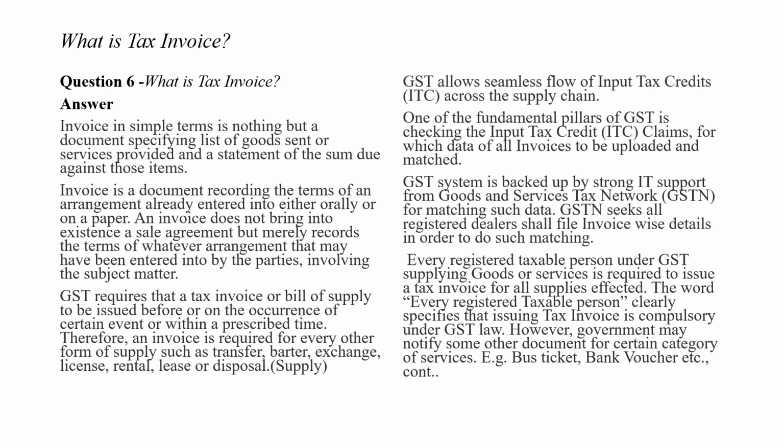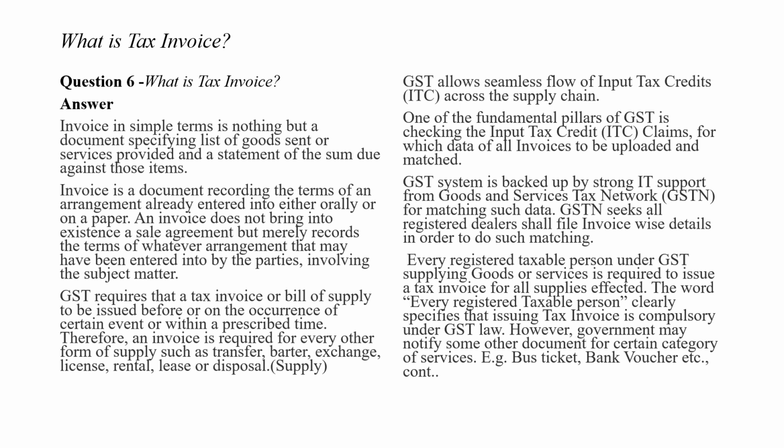The answer is, an invoice in simple terms is nothing but a document specifying a list of goods sent or services provided and a statement of the sum due against those items. An invoice is a document recording the terms of an arrangement already entered into, either orally or on paper. An invoice does not bring into existence a sale agreement but merely records the terms of whatever arrangement may have been entered into by the parties involving the subject matter.